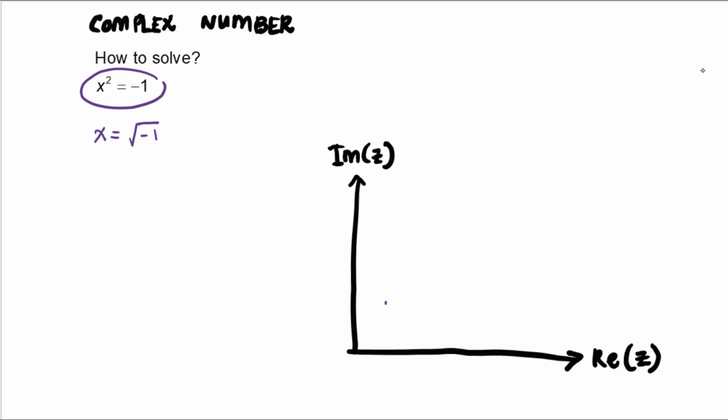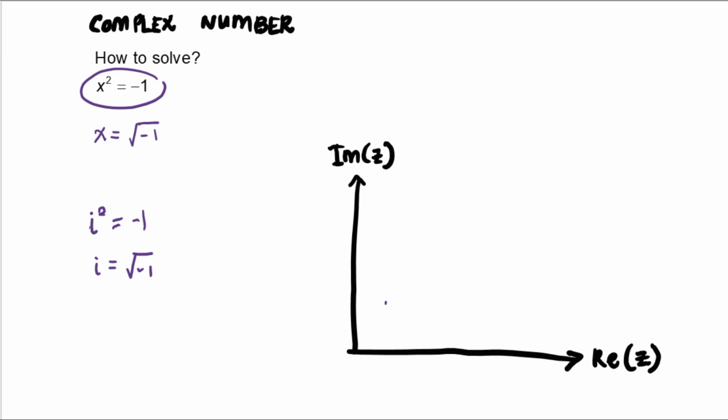Before this, because we were just dealing with the real number system, we could not solve this equation. But now, when we consider this as a complex number, we can actually solve it, because in complex numbers we have the rule that i squared is equal to -1, and i is actually the square root of -1. So how can we represent this complex number in the complex plane?